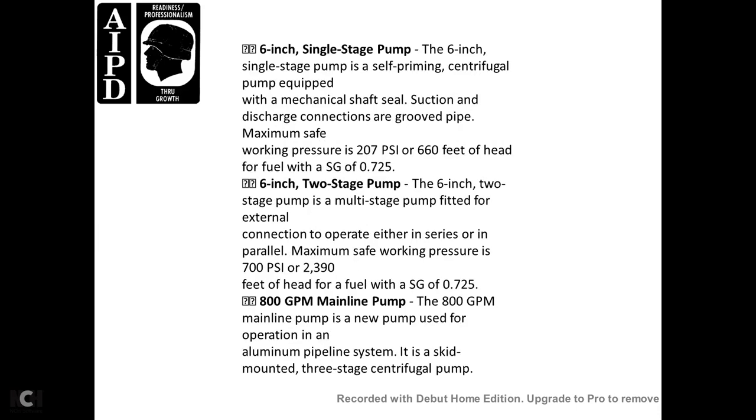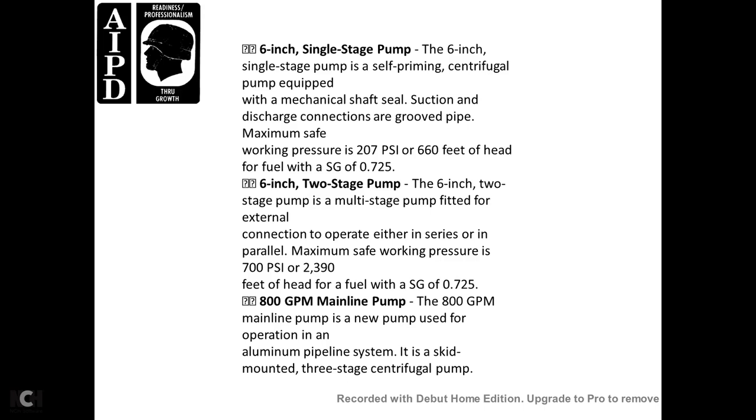The 6-inch single-stage pump is a self-priming centrifugal pump equipped with a mechanical shaft seal, suction and discharge connections at groove pipe, making a safe working pressure of 207 psi at 660 feet of head for fuel with a specific gravity of 0.725.